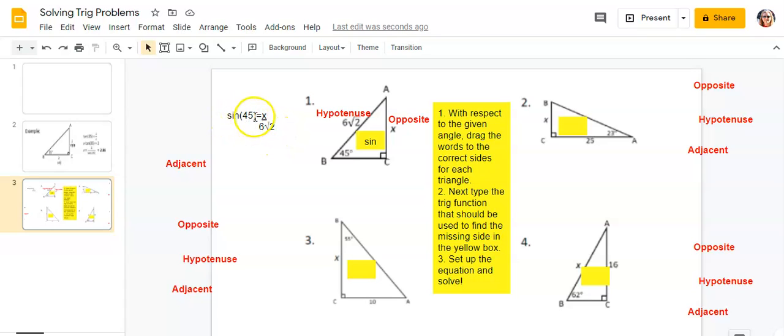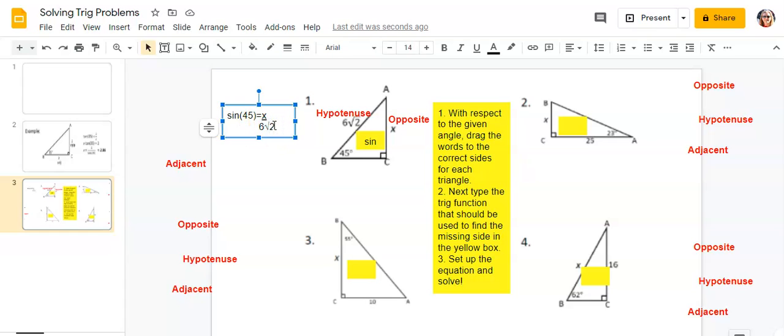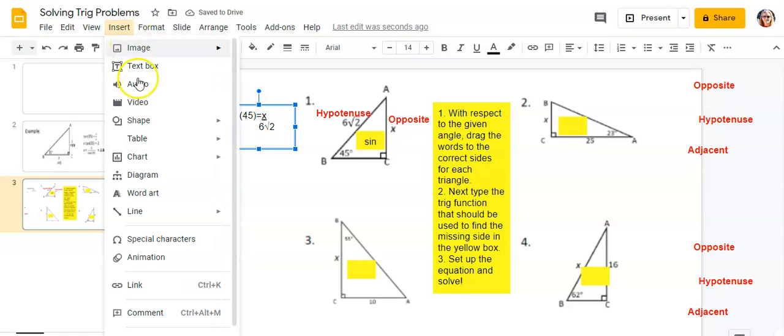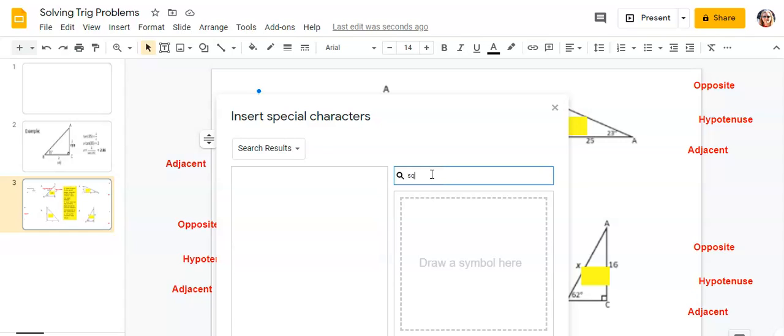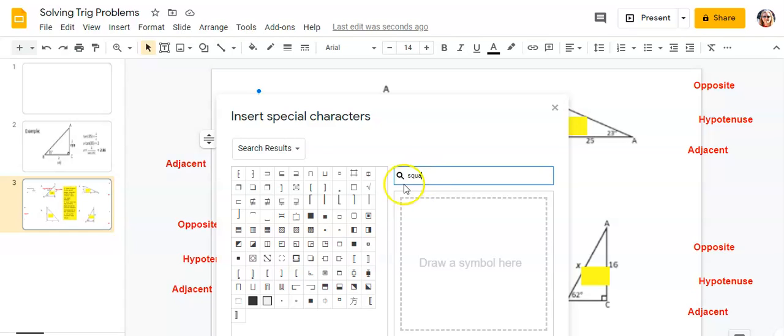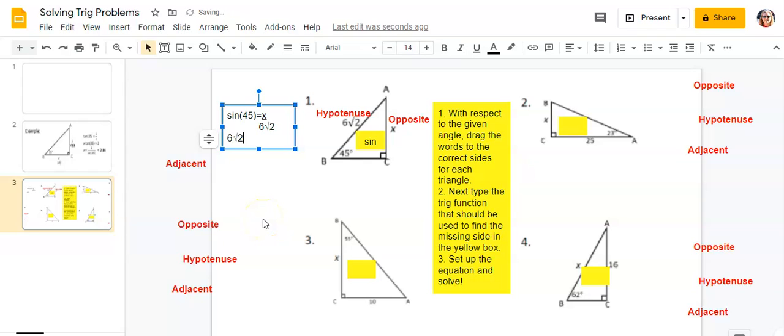So remember, this is over 1. So I'm basically, if I can get this 6 square root of 2 over here to this side, which I can because I can cross multiply it, then x is going to be by itself. So my next level of work will be 6. So I got to insert that special character again. So special characters, I'm going to start typing square root, SQUA. Oh, there it is, look. Okay. So click it and get out, 2, and then sine of 45 equals x.